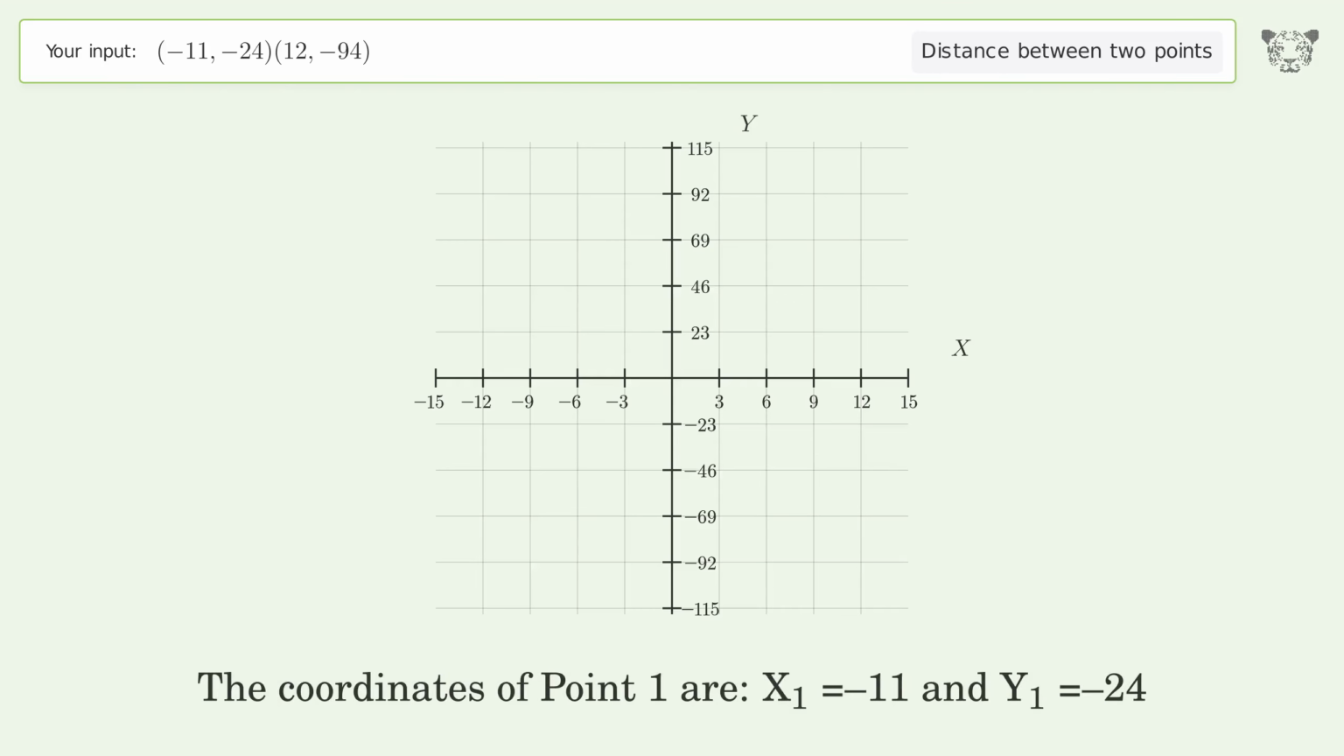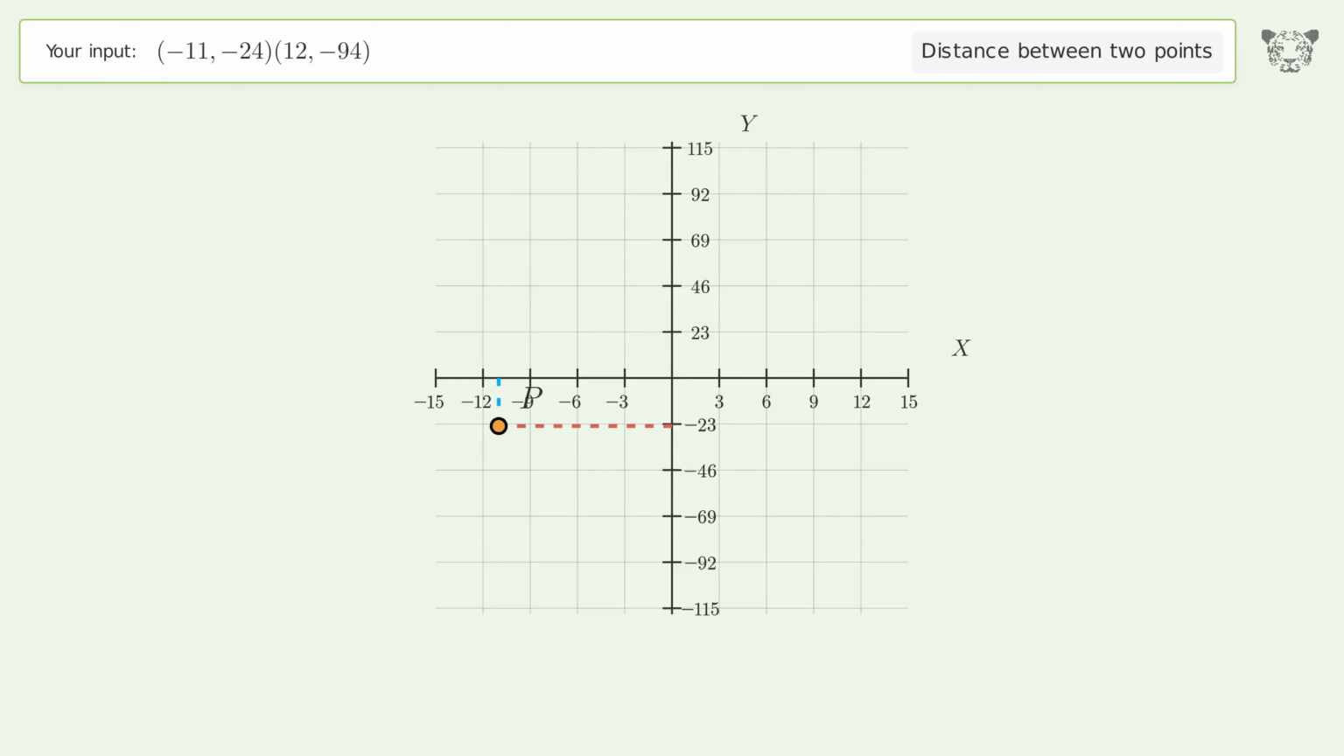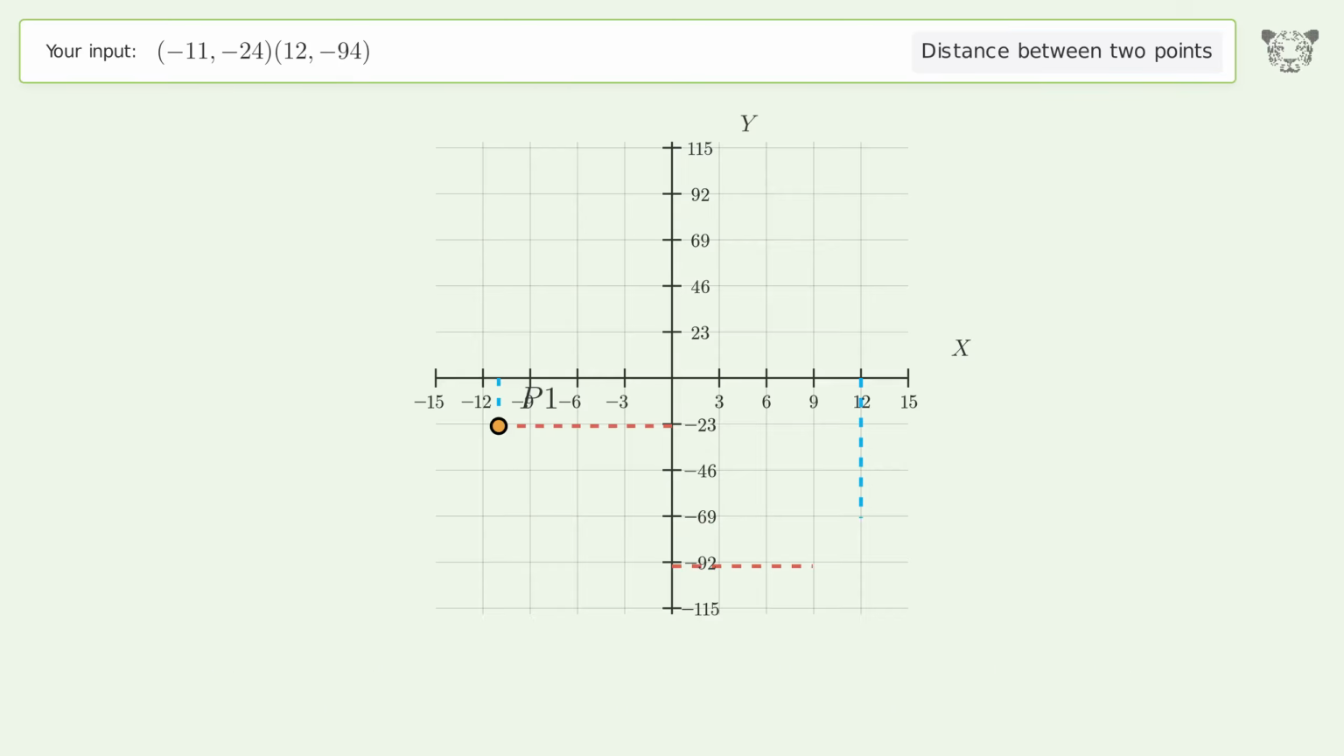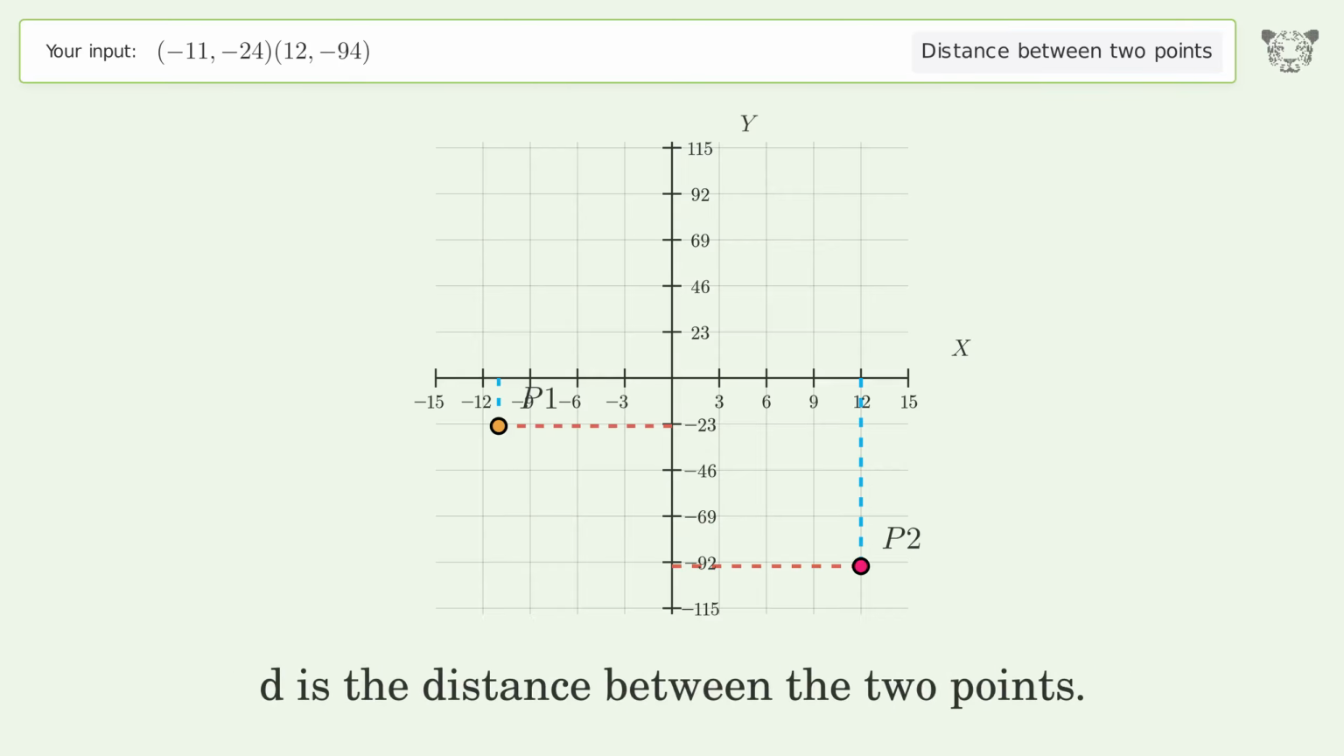The coordinates of point 1 are x1 equals -11 and y1 equals -24. The coordinates of point 2 are x2 equals 12 and y2 equals -94. D is the distance between the 2 points.